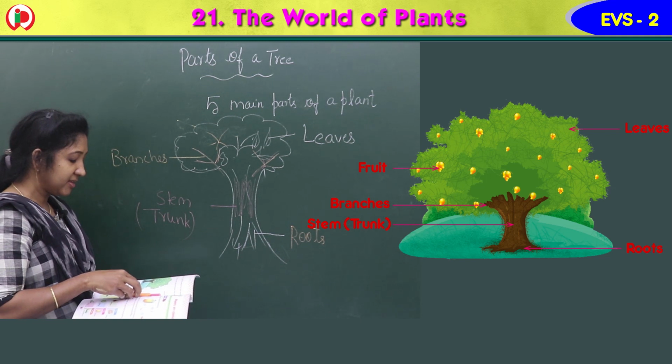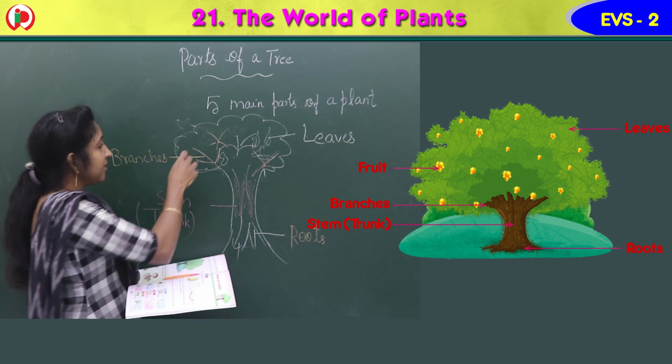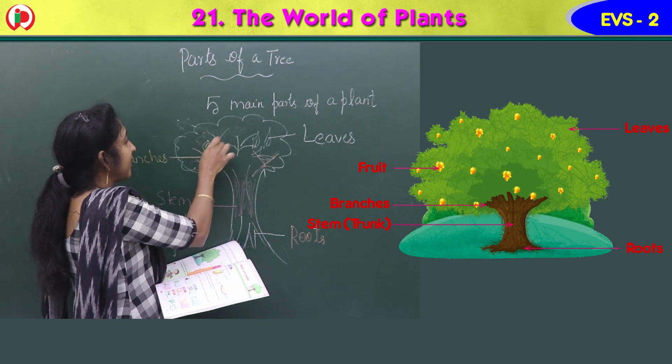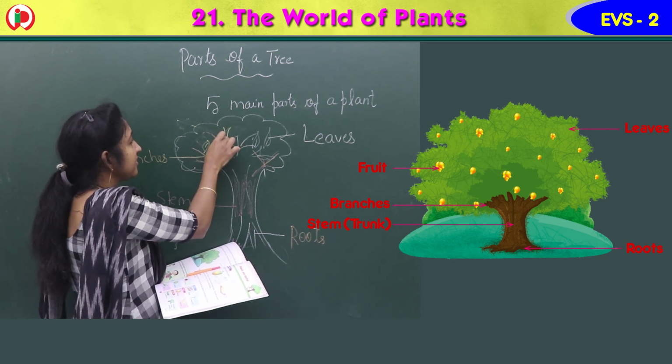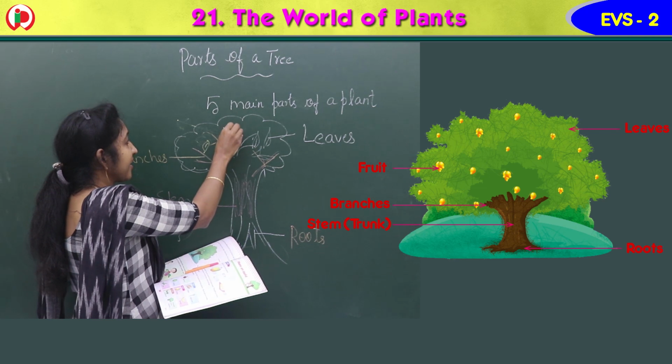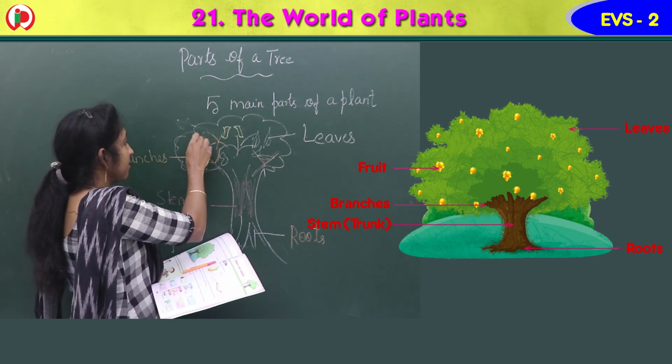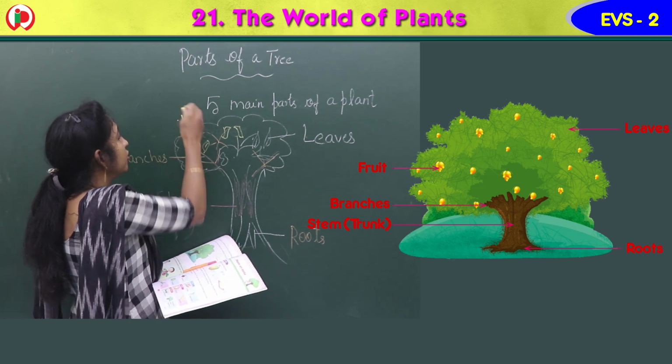Branches. Then on the tree you can see something hanging there, no? Yes, what is that? The hanging thing. Yes, they are actually fruits.